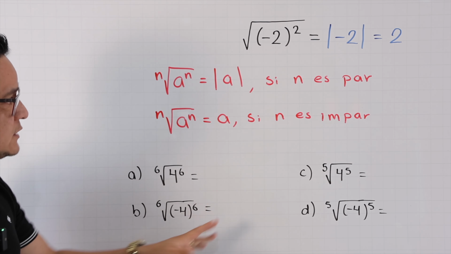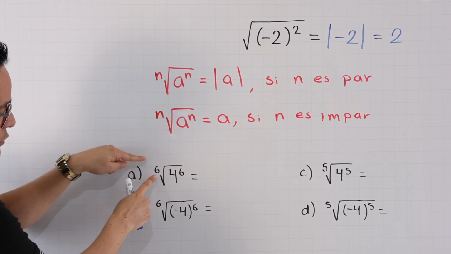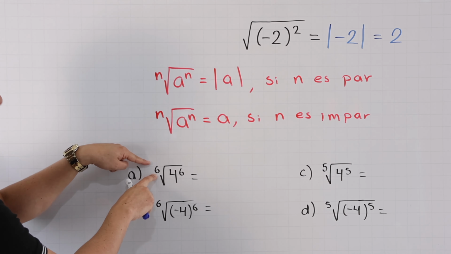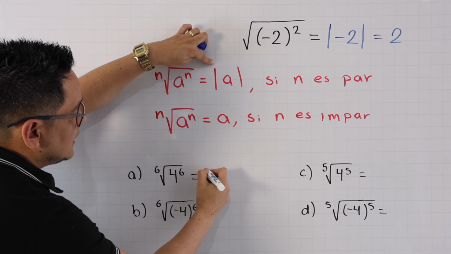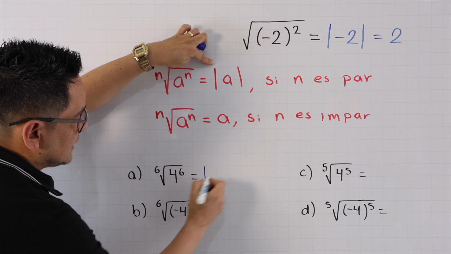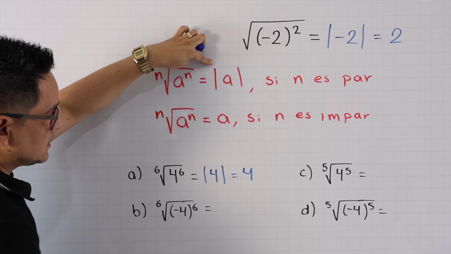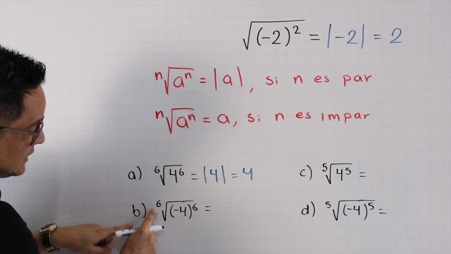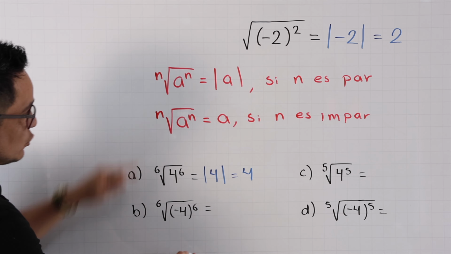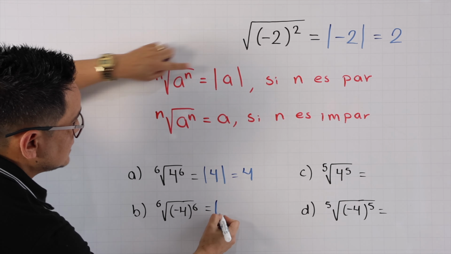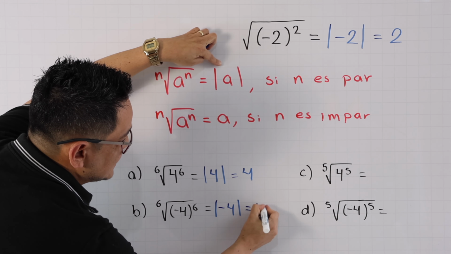Let's solve these 4 exercises using these two equalities so we can practice a bit. First, let's notice that here in part A, we have an even index, so we're going to use this equality, right? In this case, it's telling me that what I have to do is take the absolute value of a. In this case, a is 4, so I would have the absolute value of 4, which is equal to 4. All right, let's move to part B. We have the 6th root of negative 4 to the 6th power. Here, n is even. So what I have to do is use this equality that tells me what I should write: the absolute value of negative 4. But the absolute value of negative 4 is equal to 4.